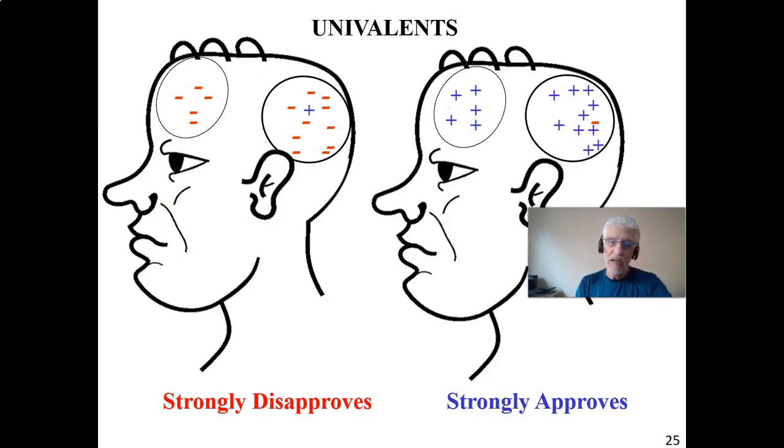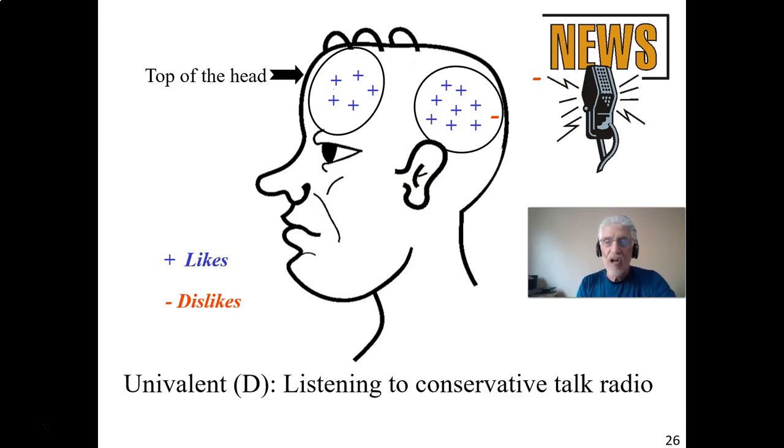Now this is different than univalence, and that's where the RAS model comes into the story. On the left you can see somebody who at the top of their head and the back of the head has mostly negative attitudes about the Democratic president. On the right-hand side, there's somebody who strongly approves of the president. They mostly have positive attitudes at the top of the head and the back of the head. And so now this person who's really interested in politics gets in the car. This is somebody who's univalent, and they're listening to conservative talk radio, right?